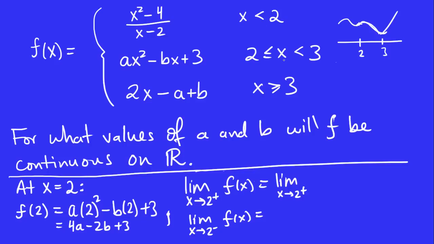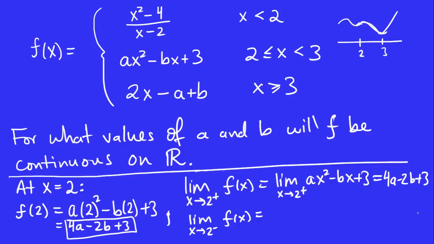And since it's just a little bit bigger than 2, we can certainly assume it's smaller than 3. So that means we should be using this middle option, ax squared minus bx plus 3. This is the limit of a polynomial, and we know that to do such a limit, all we have to do is take that number and put it in for x. And I get the same thing as I got over here, right? And that happens often, so get used to that. So this is going to be 4a minus 2b plus 3.